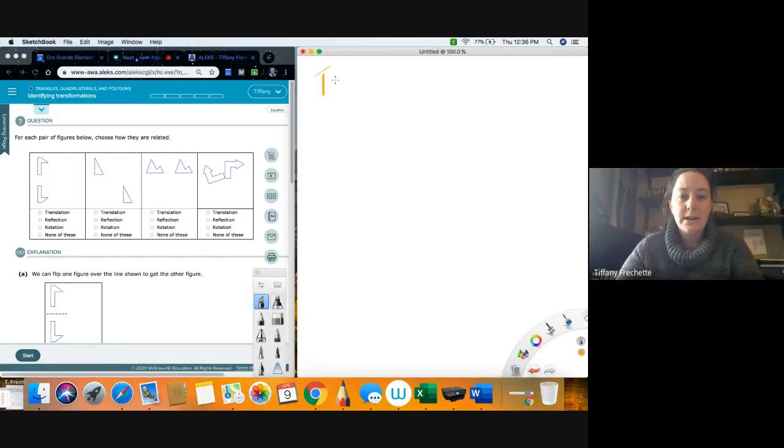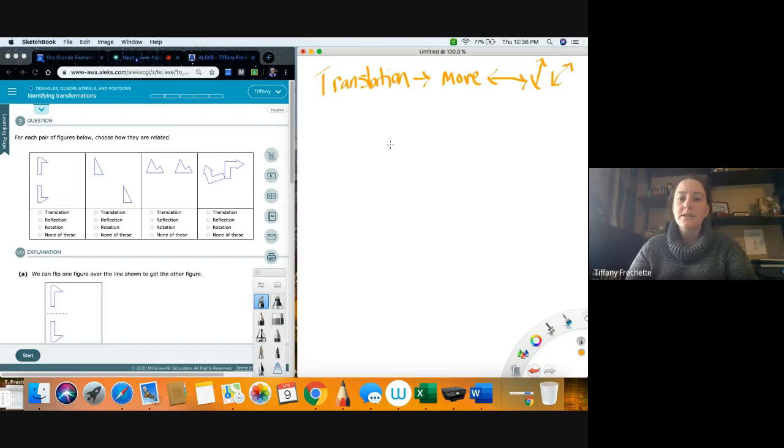So to translate, or translation of a figure, really means just move it. You're going to move it left, right, up, down, or you can move diagonally like this. You're literally just going to take something and scooch it around. That's a translation. You're not flipping it.